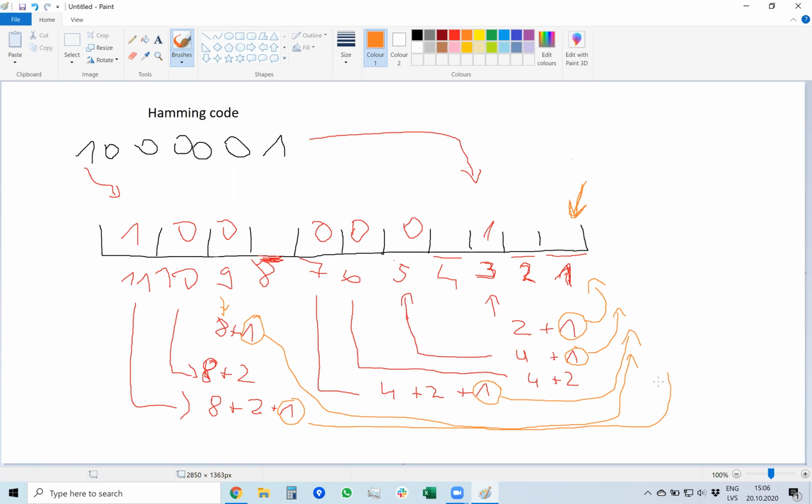So let's calculate it. Let's write them down. Bit number 3 is 1. Bit number 5 is 0. Bit number 7 is 0. Bit number 9 is 0. And bit number 11 is 1. And now we need to calculate parity only on these 5 bits.